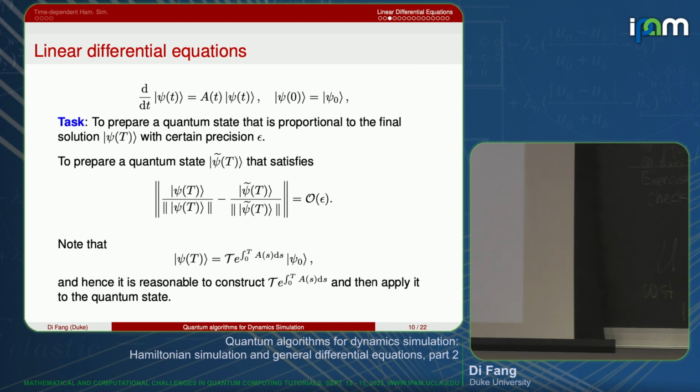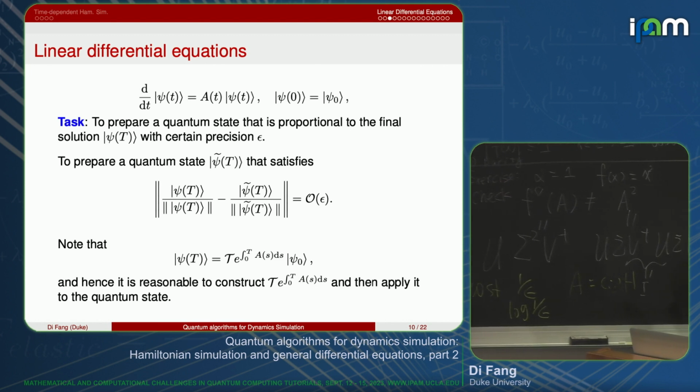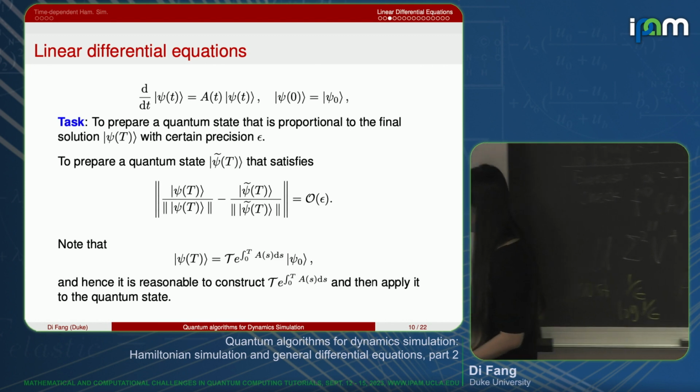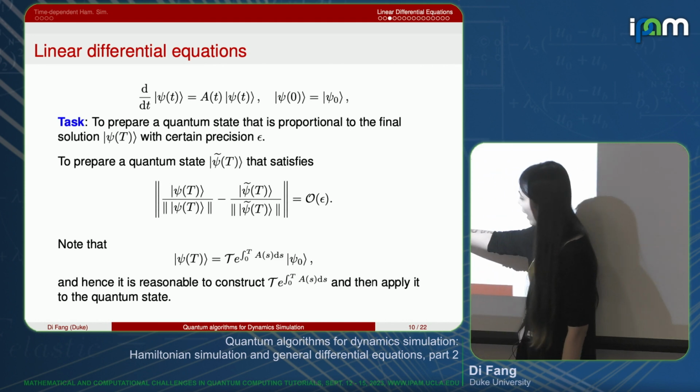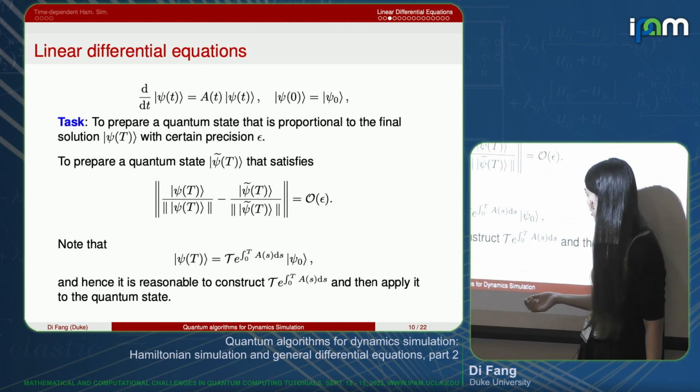Any other questions? All right. Then if we look at this problem, we can sort of rewrite it in an almost Hamiltonian simulation way.